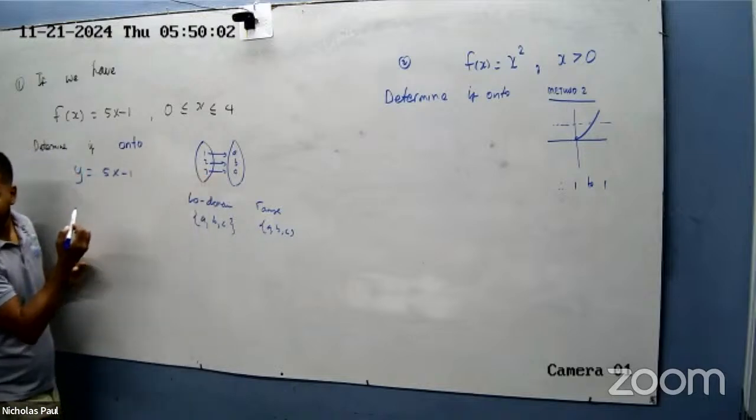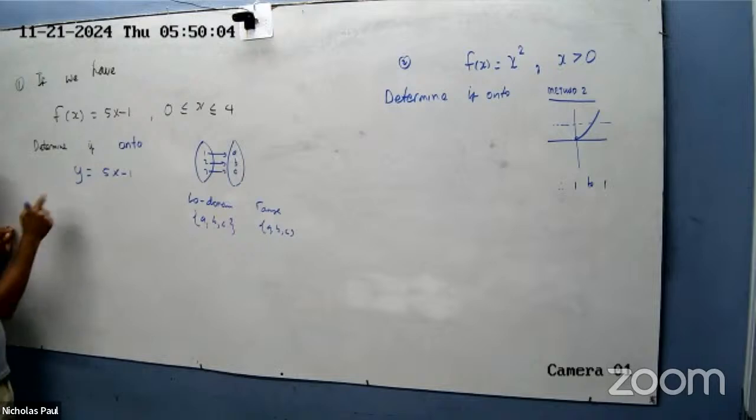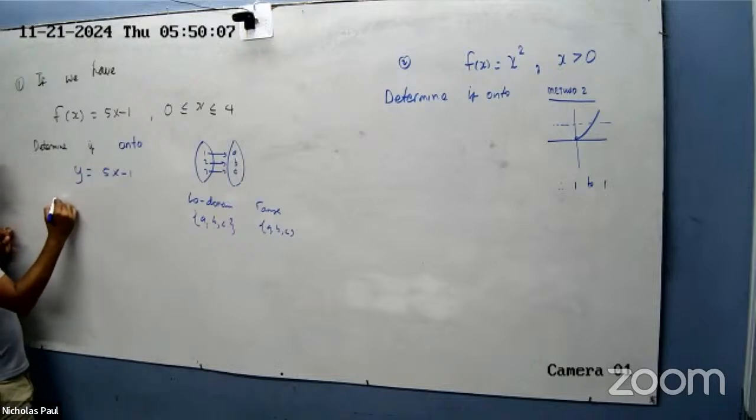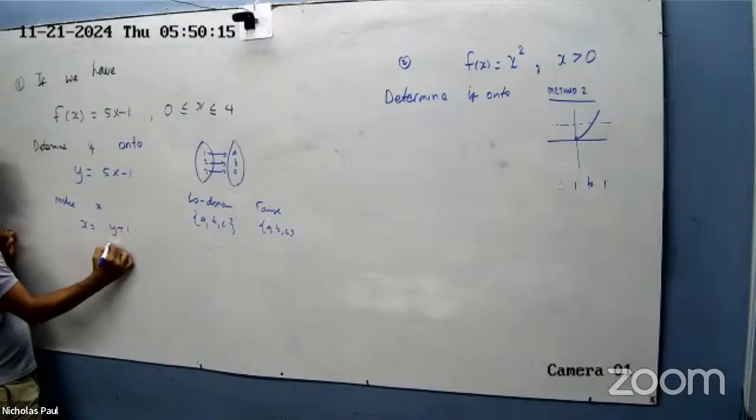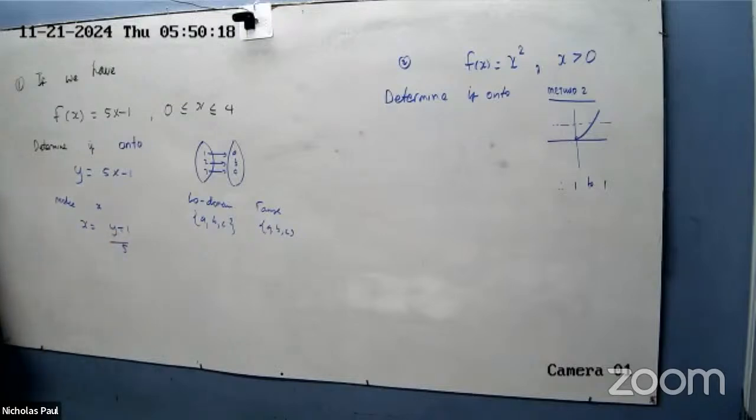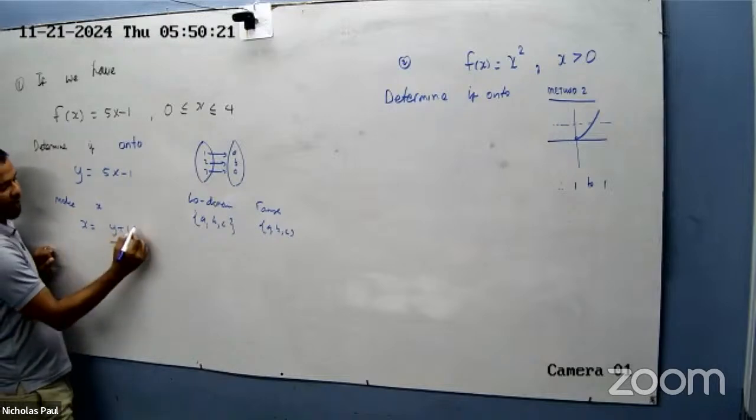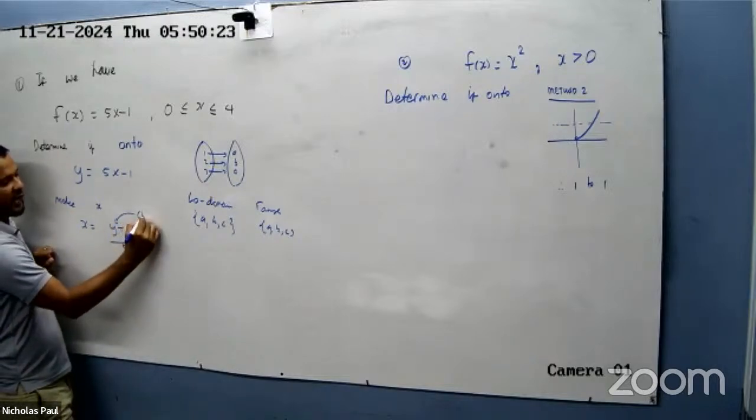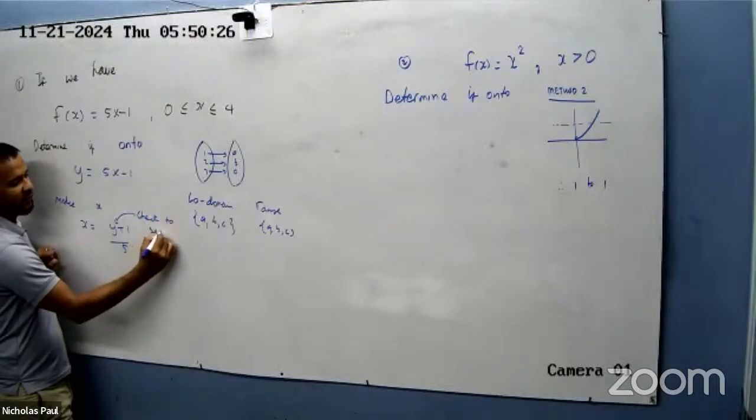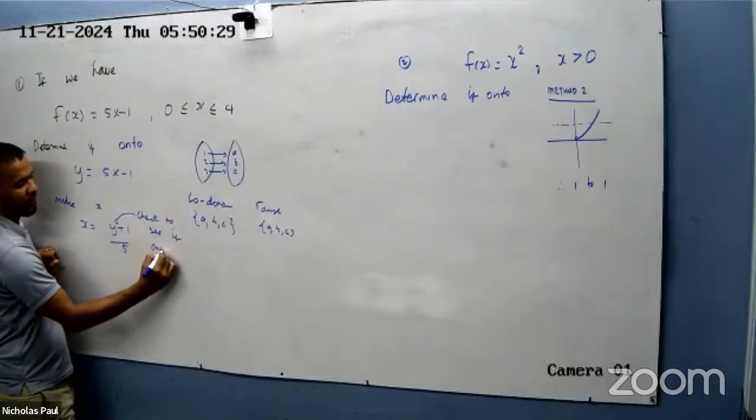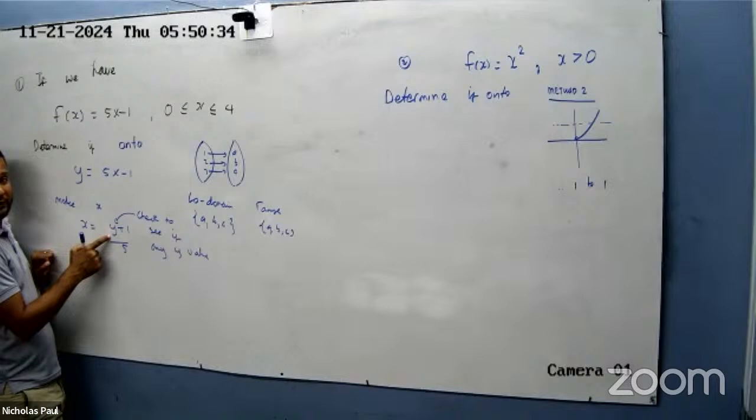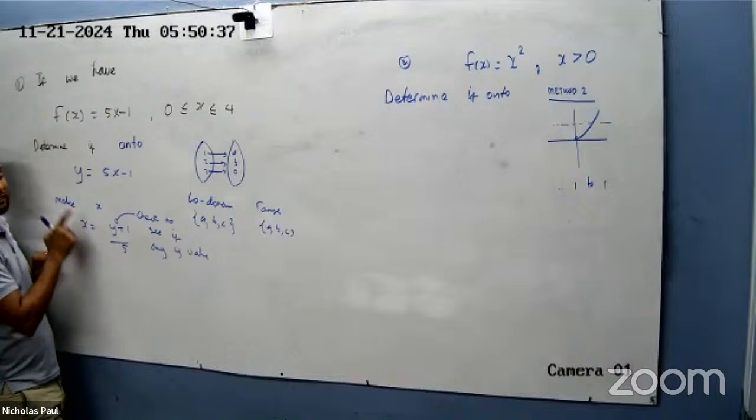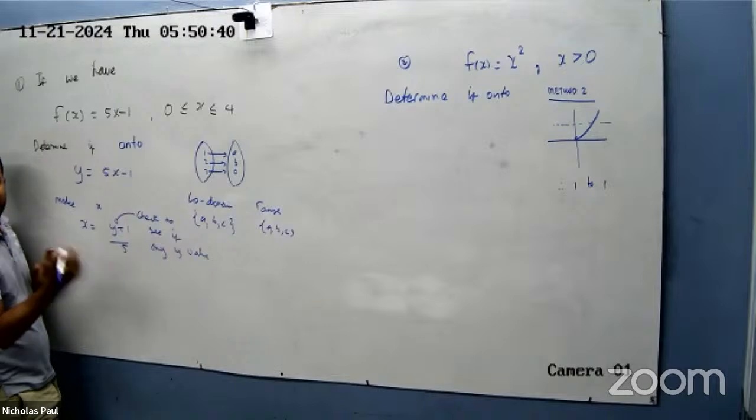All right, so what we're going to attempt to do is make x the subject of the formula. You can do that mentally, right? x is equal to (y plus 1) on 5. And then, based on the values given, we're going to check to see if any y value you can put in here will not give you an x value in that range. Any given range, right?